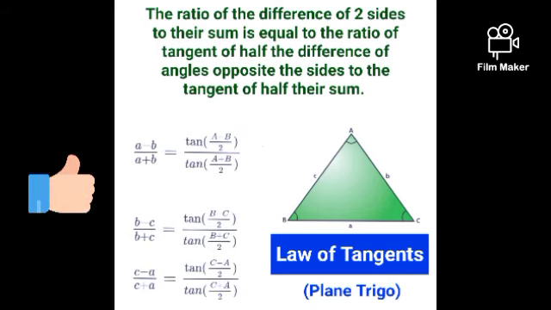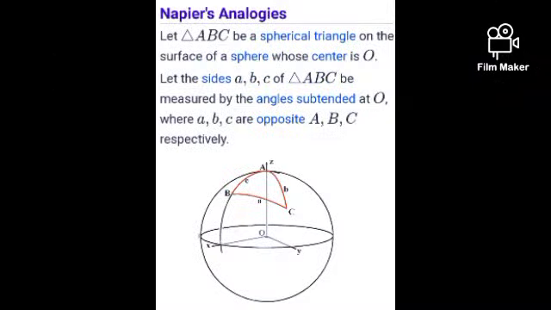Again, this law of tangents is for solving oblique triangles in the plane. And this is not applicable for solving spherical oblique triangles. We now state the Napier's analogies. Napier's analogies consist of four equations containing the tangent function. That is why Napier's analogies are also known as the law of tangents.